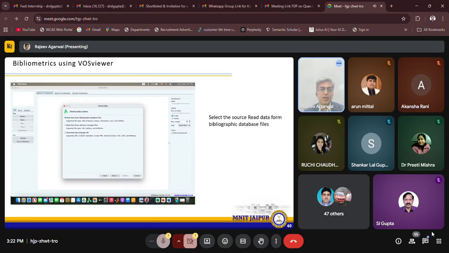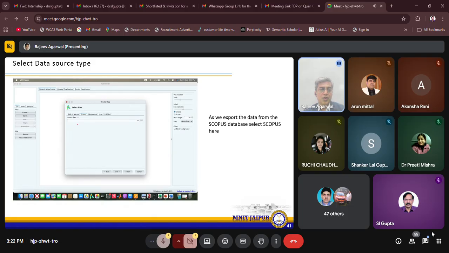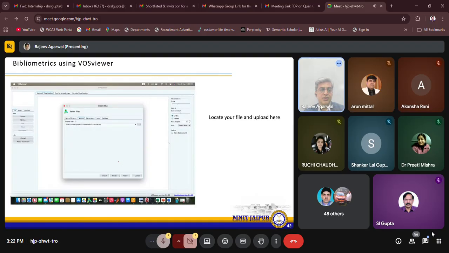Then read data from bibliographic database files. Here it is clearly written: Web of Science, Scopus, Dimensions, Lens. There are a number of databases. I click Scopus. As I go to finish, I need to select the path, which is in Downloads. Locate your file and upload it here.